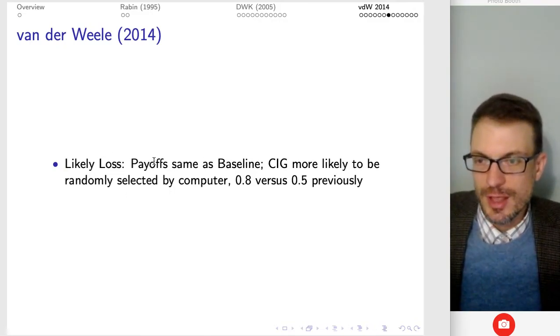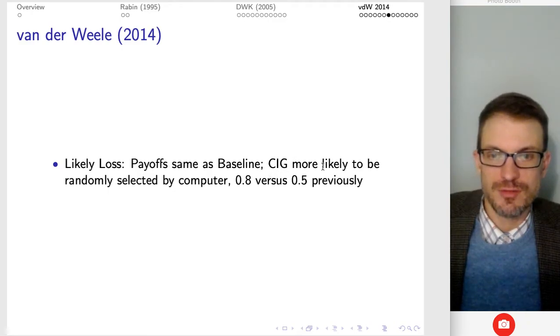So anyway, then the likely loss treatment was: payoffs are the same as baseline, but the conflicting interest game is more likely to be randomly selected by the computer.